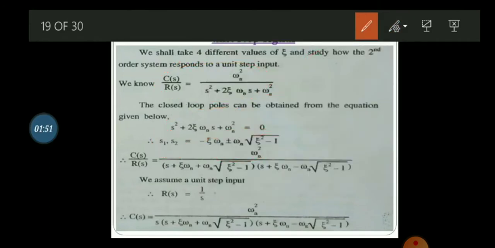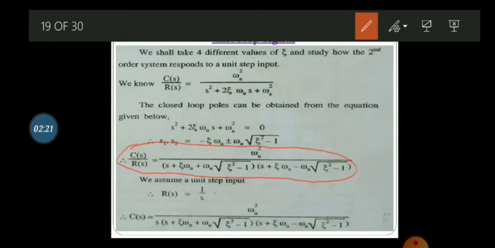Now substitute these two poles in the standard form of the transfer function of the second order system. Then you will get C(s)/R(s) = omega_n^2 divided by the bracket (s + zeta omega_n + omega_n square root of zeta^2 minus 1), and another pole, (s + zeta omega_n minus omega_n square root of zeta^2 minus 1).